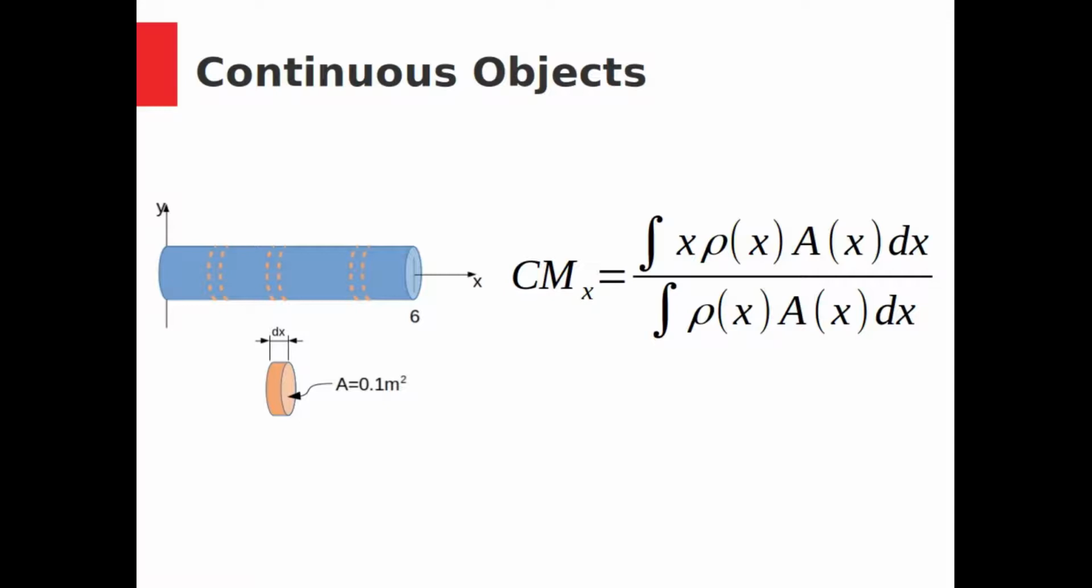So far, we have looked at point masses. But what happens if we have an extended or a continuous object? Here, we see a cylindrical rod made of iron. Its length is 6 meters and it has a cross-section area of 0.1 meters squared. Iron has a density of about 8,000 kilograms per cubic meter. Where is its center of mass?